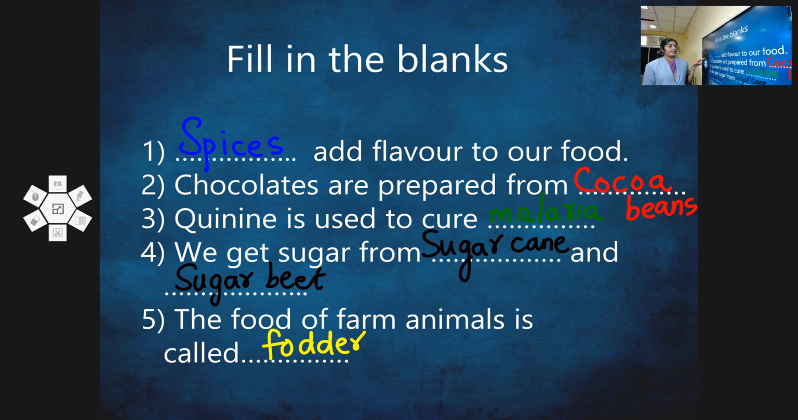Once again I will read. Dash adds flavor to our food. Spices. Chocolates are prepared from cocoa beans. Quinine is used to cure malaria. We get sugar from sugar cane and sugar beet. The food of farm animals is called fodder. Okay?